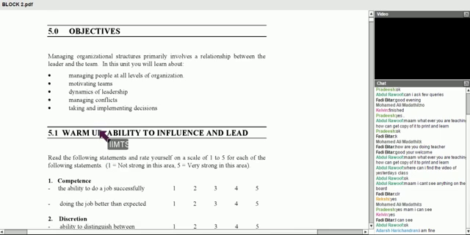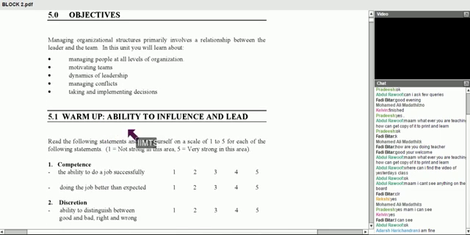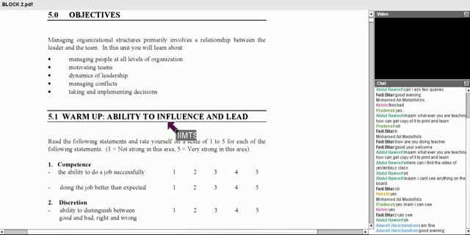Okay. Now, warm-up ability to influence and lead. See, unless and until the team leader is able to influence the teammates, he can never make them do anything, right? He cannot force them to do something. Instead, he has to influence them positively, right?